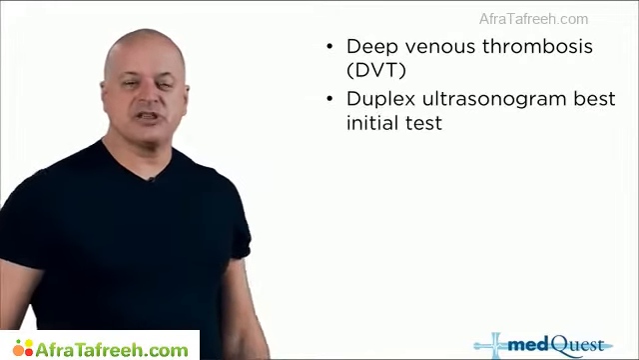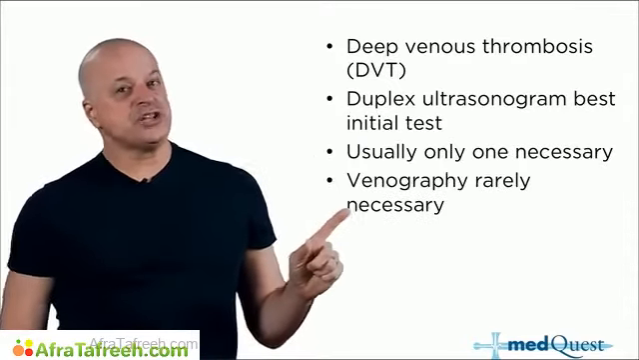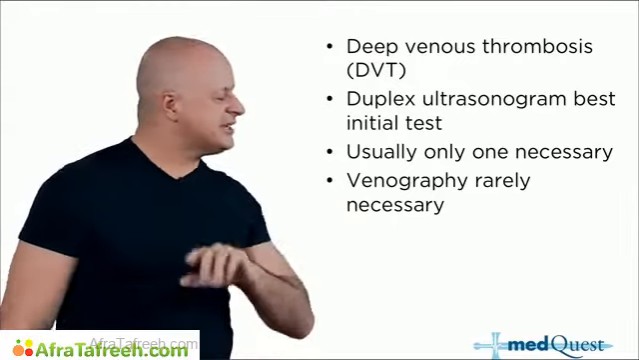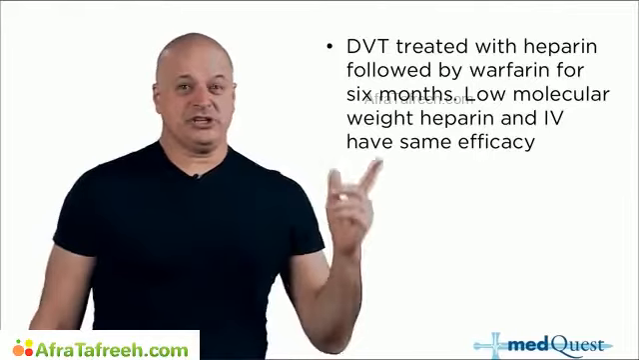Here's a deep venous thrombosis. The duplex ultrasonogram is the most accurate test, and it's usually the only one necessary. Venography, putting a catheter in there and doing a venogram, is almost never necessary, and we treat it by using heparin.